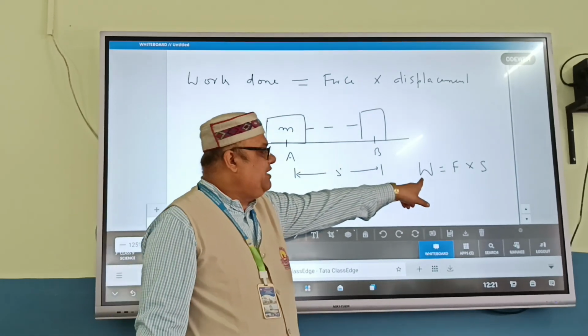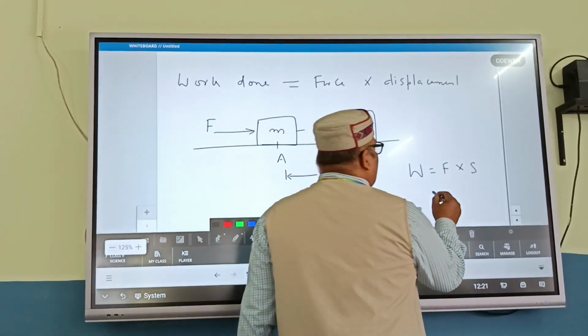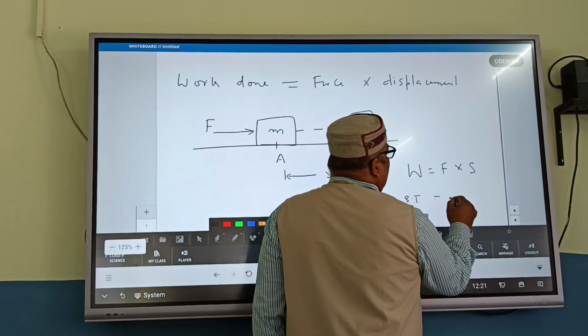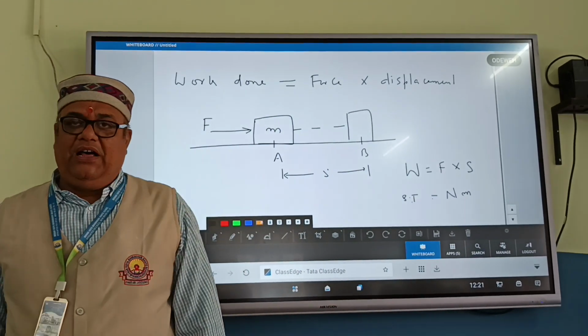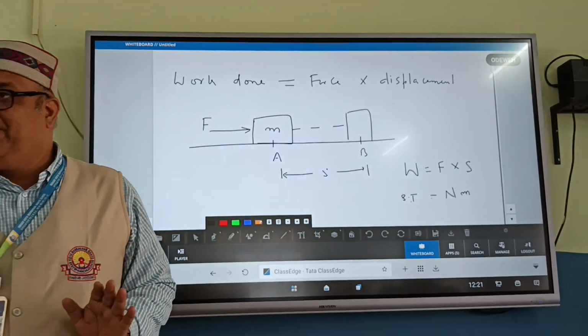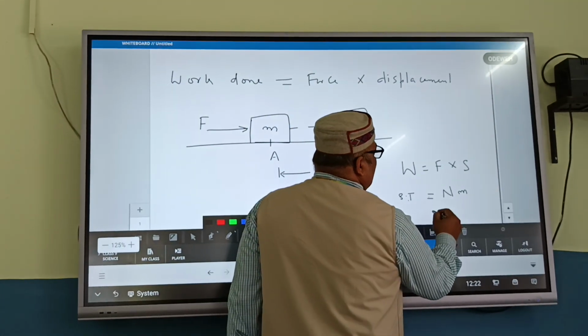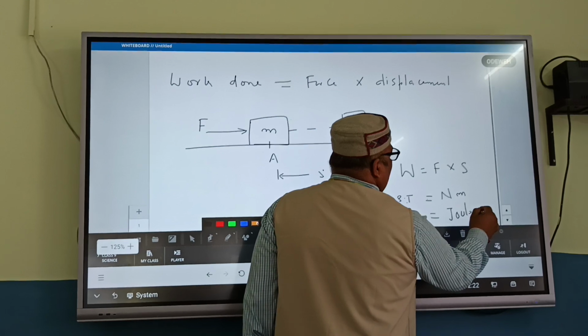So what is the final unit of work done? Newton meter. Newton meter is the SI unit of work done. Is that clear to everybody? This Newton meter has a name and it is also known as joules. What do we call it? Joules.